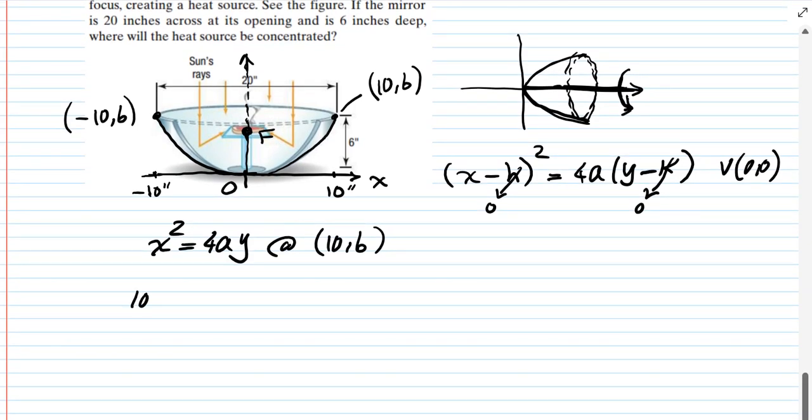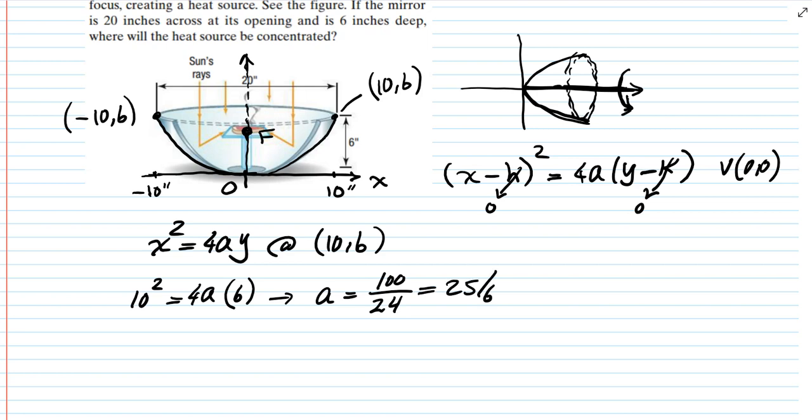When x is 10, I get 10 squared is equal to 4a times y, which is 6. So from this, a is going to be 100 divided by 24, which reduces to 25/6. Now 25/6 is approximately 4.17 inches in this case. And remember, a is a distance. A, the distance from vertex to focus. And this is what a is. And we just answered the question that they wanted, right?